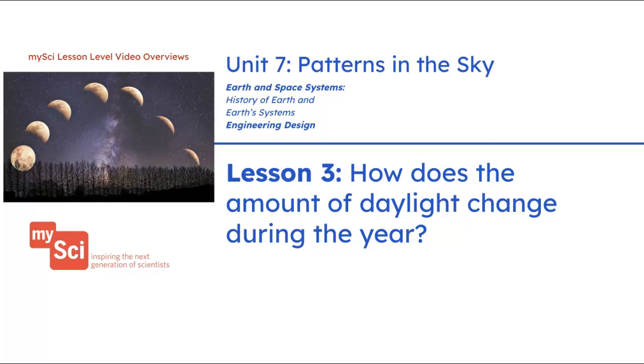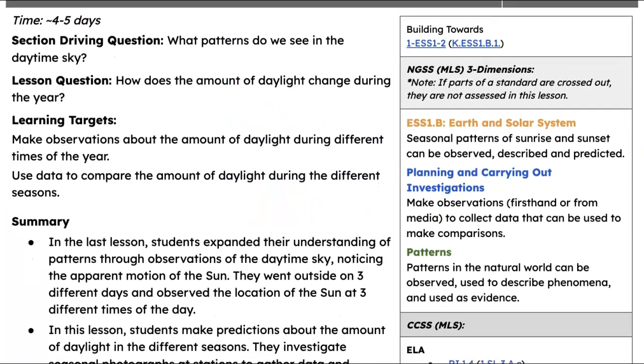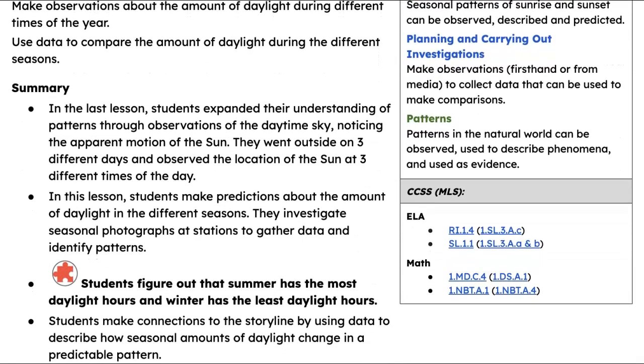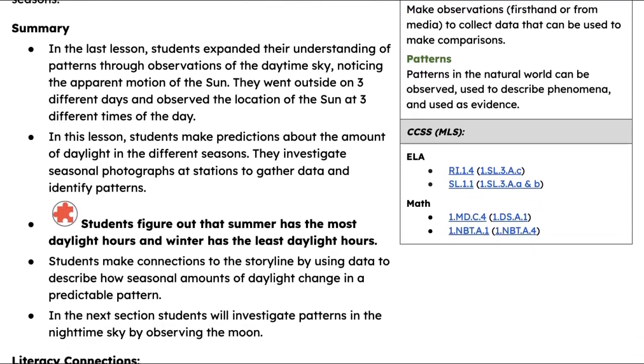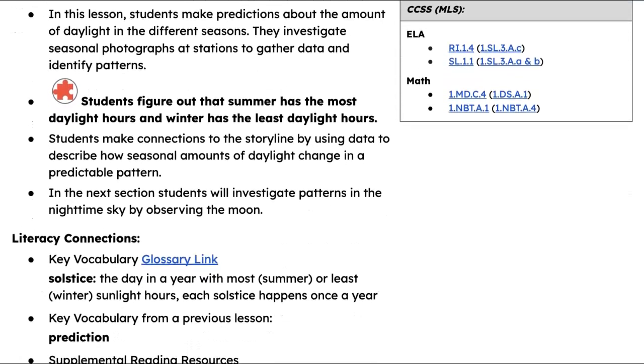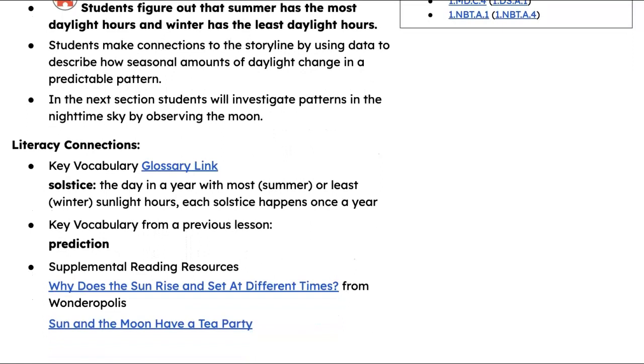Students make connections to the storyline by using data to describe how seasonal amounts of daylight change in a predictable pattern. There are several opportunities for ELA and math cross-curricular connections throughout the lesson. You can look for specific standard connections in the Unit 7 Teacher Guide. This lesson will take approximately 4 to 5 days to complete.